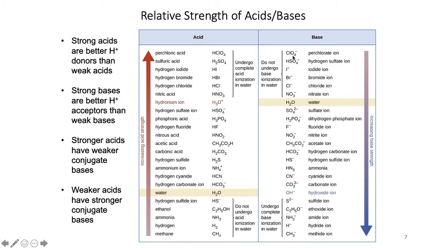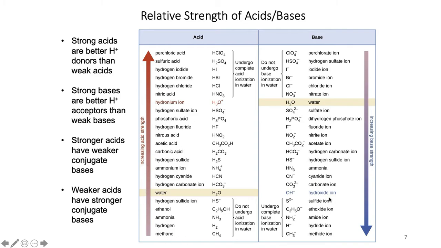Let's look at the base. HSO4 minus is a weak base compared to the acid because it likes to stay in this form. It does not want to grab that proton to go back to H2SO4. It likes to stay as HSO4 minus, which means that it's a very weak base. By strong and weak, we're defining how much they like to react to either accept a proton or to give away a proton.